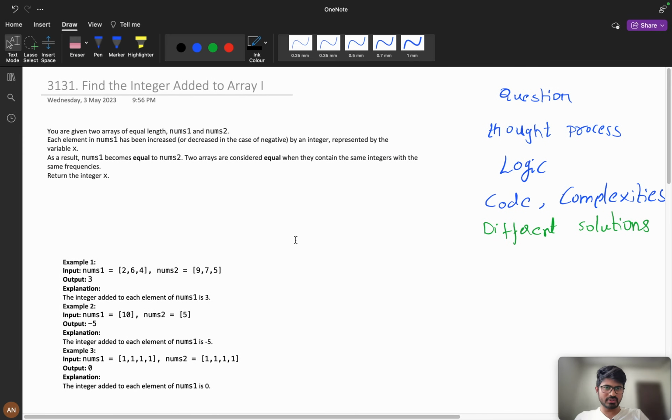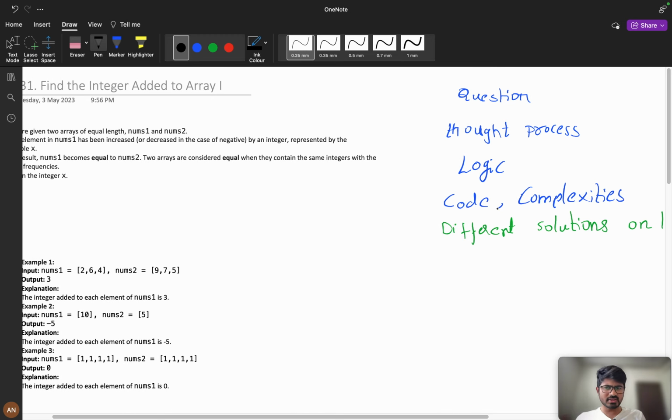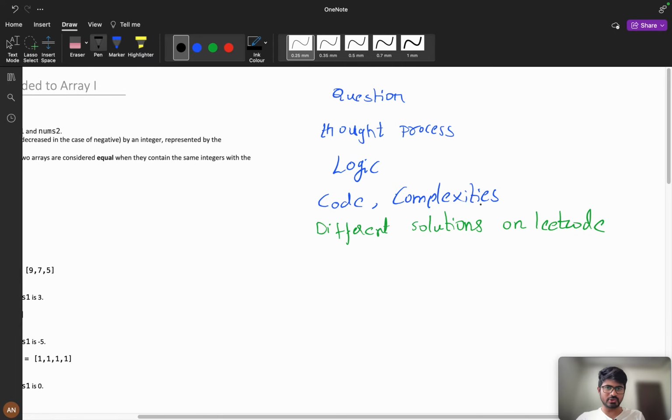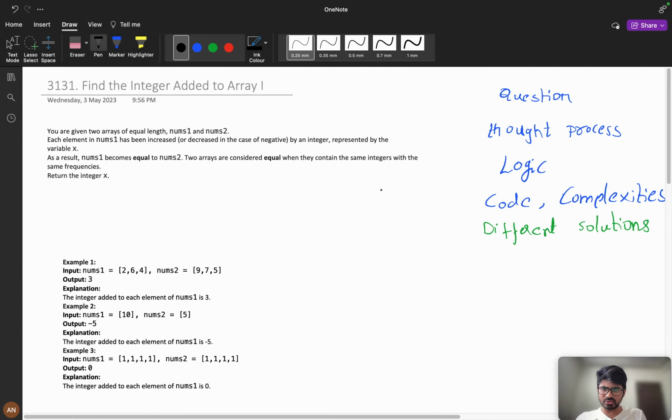So we will follow this approach. First we will understand the question clearly, then we will see the thought process, how to think about these types of problems, then we will see the logic, then we will see the code and the complexities, and we will discuss the different solutions on LeetCode, how other people came up with the solution. Now let's understand the question clearly.